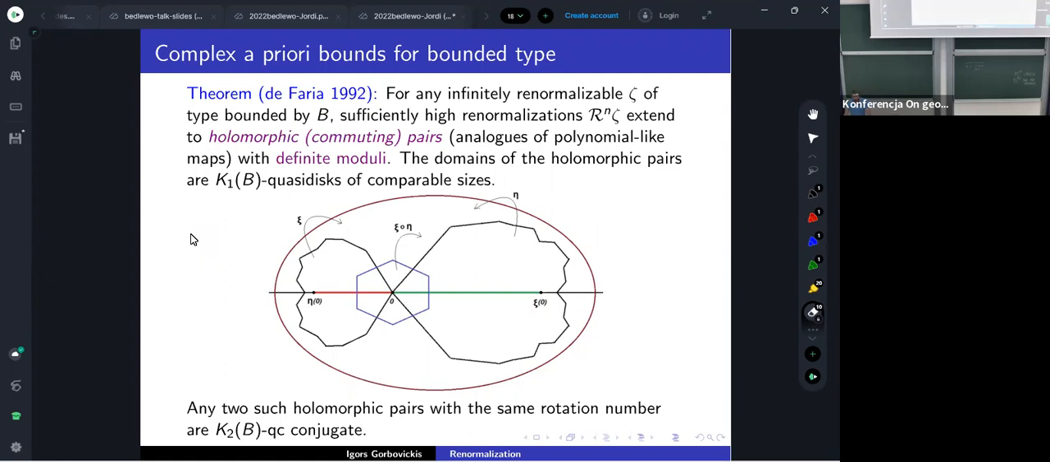Okay, so the second part is essentially independent from the theorem about holomorphic complex bounds. The second part is that any two such holomorphic pairs with the same rotation number are actually quasi-conformally conjugate. And the quasi-conformal conjugacy is constructed in a similar way to the hybrid equivalence for the polynomial-like maps. So in that sense, the theories are very similar.